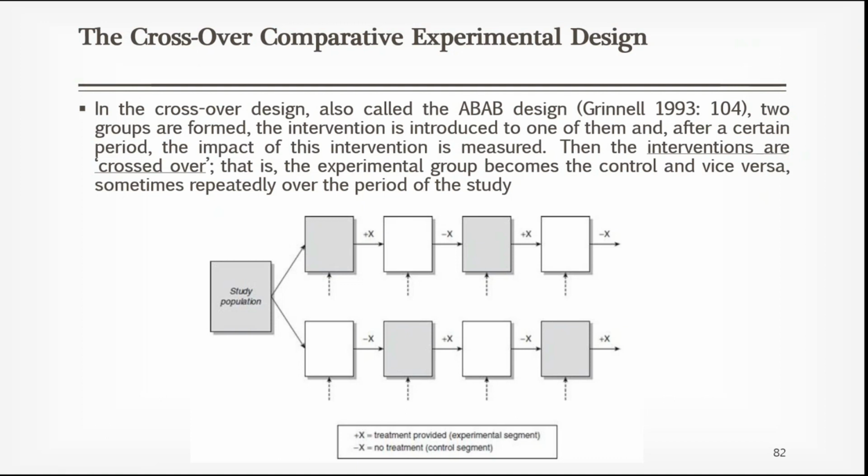Intervention is given to both groups, but for that particular time T, one group is getting the intervention and the other group is not. But at the end of the study, both groups have received the intervention. The experimental group becomes control and vice versa, sometimes repeatedly over the period of study. If you want multiple series of observations, you can do this crossing over multiple times.